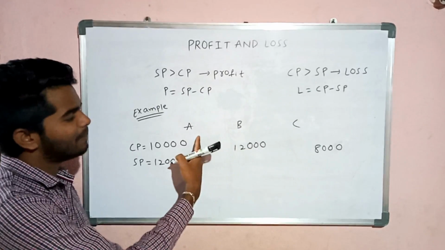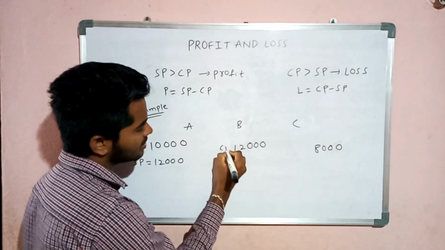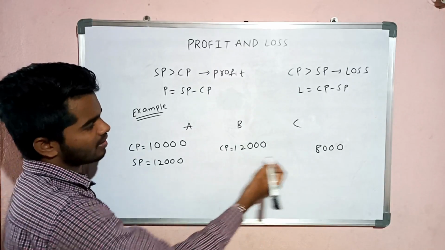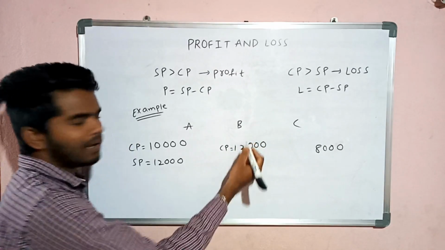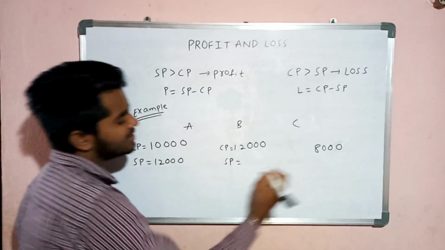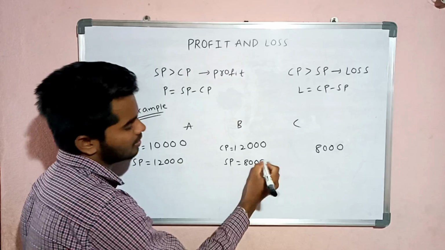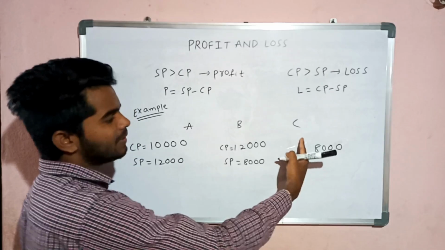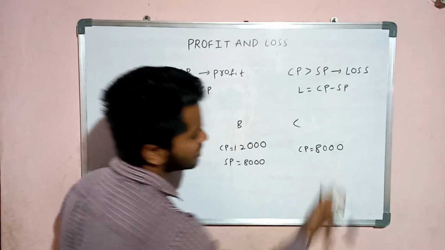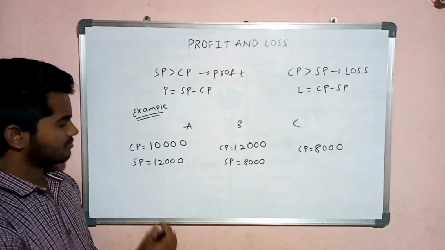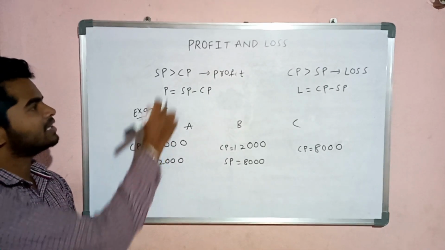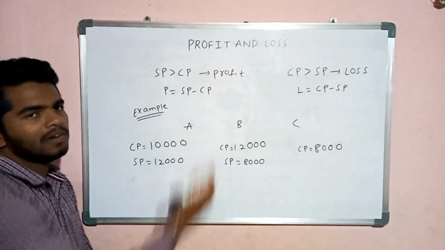And B purchased from A, so B's cost price is 12,000, and B sells to C for 8,000. So B's selling price is 8,000. And C purchased from B, so C's cost price is 8,000. Selling price is more than cost price is called profit.